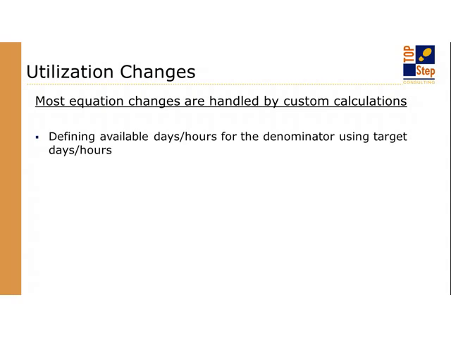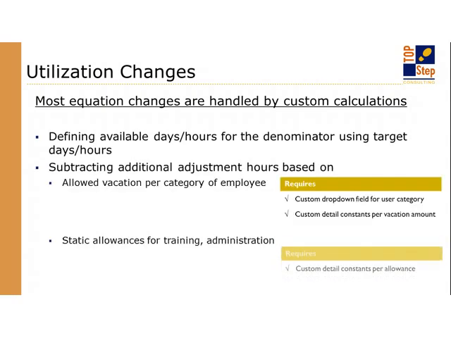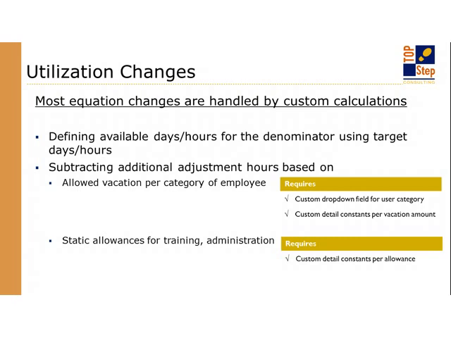But if you had something else unique, like a static value that you would remove for allowed training and a static value that you would allow for known administration time, those would all be things you would handle in the custom calculation. So maybe you want to adjust for individuals based on their category of resource. They're an executive manager, they're a project manager, they're an entry-level person. They get so many days worth of vacation. Maybe you want to take that out of the equation of the available days.